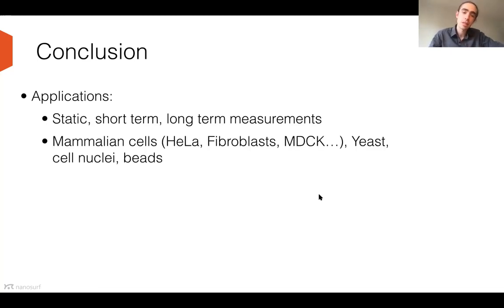We have seen mammalian cells, here shown HeLa cells, fibroblasts, MDCKs, but you can do way more than this. You just need something that you can make stick to the cantilever, or if you use the FluidFM cantilever, not even that, you can just stick it to the cantilever and measure its mass. We have also seen not only mammalian cells but yeast cells, which are way smaller, and even there we were able to get a nice mass readout. We were able to do cell nuclei and beads.